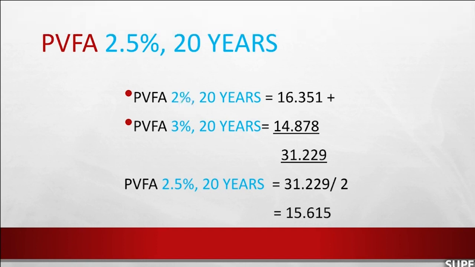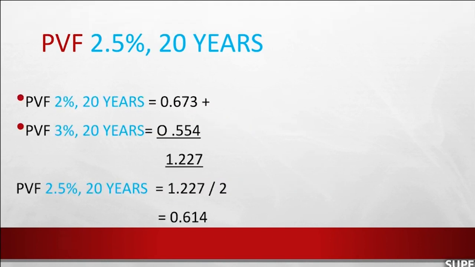So 2 plus 3 is equal to 5. 5 by 2 is 2.5. So likewise, we are calculating present value factor annuity at 2.5%, 20 years, as well as present value factor at 2.5% in 20 years also. We have calculated like this.